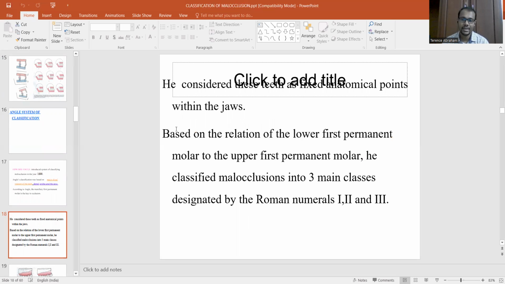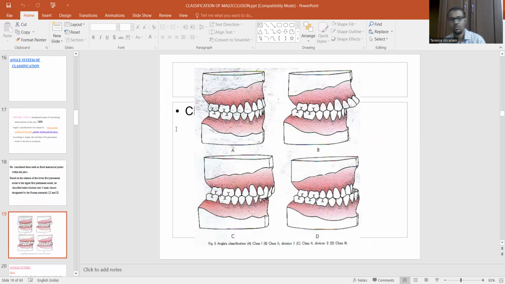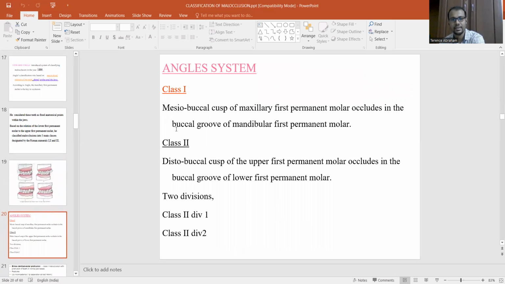So based on the relation of the lower first permanent molar to the upper first permanent molar, he classified malocclusion into three types: class 1, 2, and class 3. So in this figure, you can see A is class 1, B is class 2 D1, C is class 2 D2, and D is class 3. I will come to this figure later. So first, coming to class 1 malocclusion.